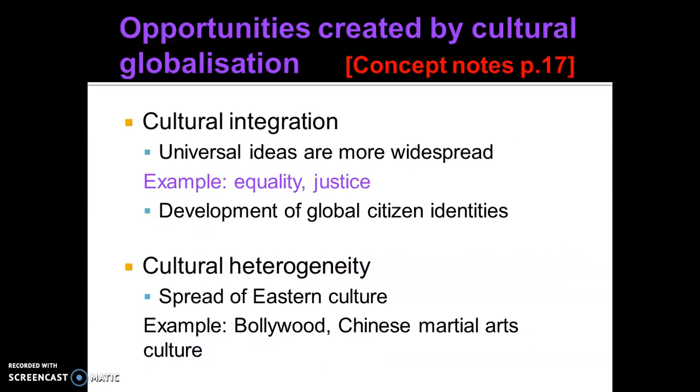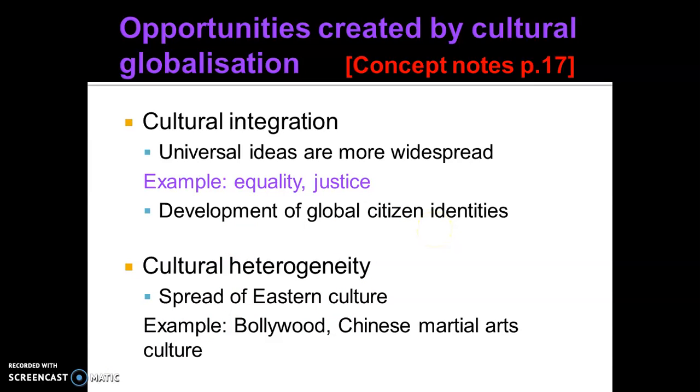So, what are the opportunities created by cultural globalization? The first one, cultural integration. There are more and more universal ideas like equality and justice. They are becoming widespread from the Western part to all parts of the world. And because people have more interactions with Western cultures, they are more aware of issues in different parts of the world, and this helps the development of their global citizen identities.